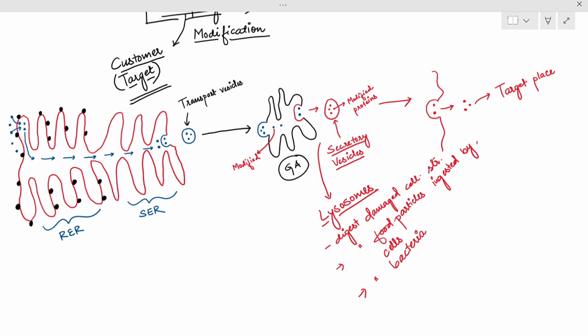Okay, fine. And the vesicles formed by the Golgi apparatus get converted either to secretory vesicles or to lysosomes. Lysosomes have different functions: number one, digest damaged cell structures; number two, digest food particles ingested by the cells; and the last, digest bacteria or other harmful microorganisms.